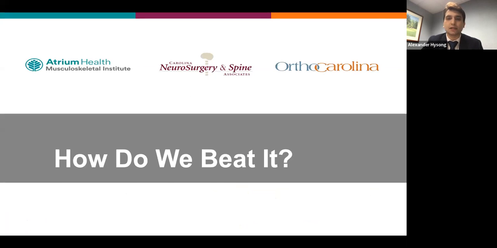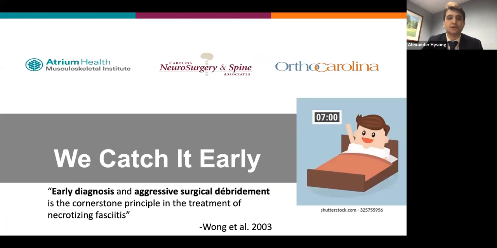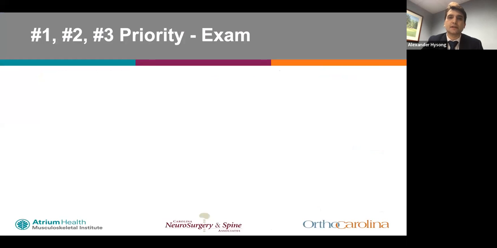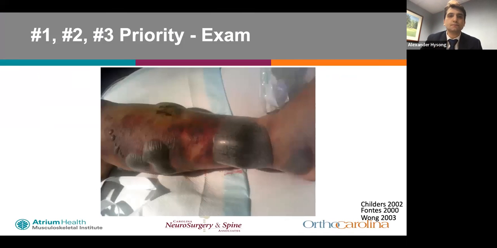So how do we beat it? Well, I mentioned this before. We catch it, and we catch it early. Early diagnosis and aggressive surgical debridement are the cornerstones of treatment in necrotizing fasciitis. And in order to catch it, our first, second, and third priorities on call when we're seeing it are our exam. And it's easy to catch, or relatively easy to catch, necrotizing fasciitis when it looks like this, but this isn't when you want to catch it if you can avoid it.